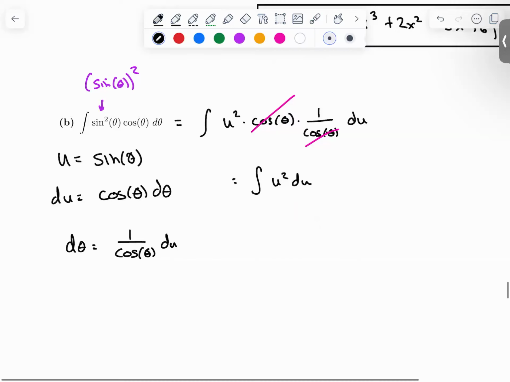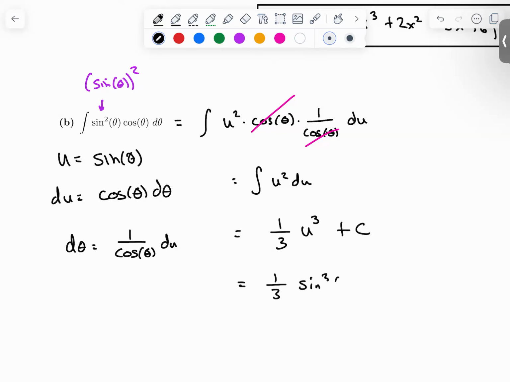Okay, good enough. This becomes 1/3 u to the third power plus a constant c. At the end of the day, that would be 1/3 times sine cubed of theta plus a constant c.